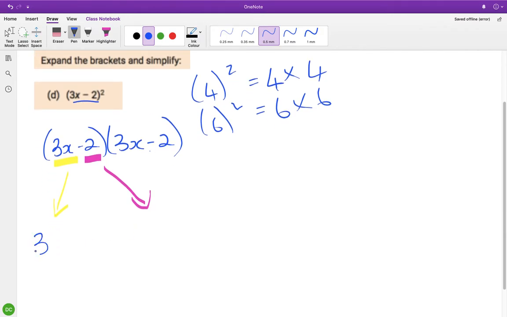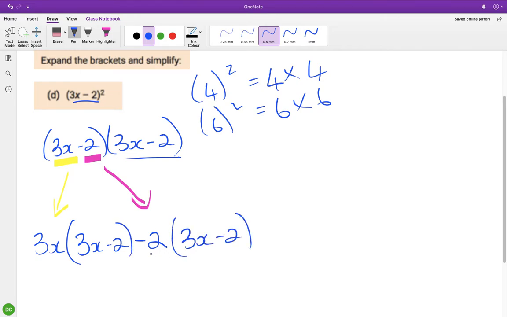So you put your 3x here and you put your minus 2 here, and then in between you put the second bracket. So we have 3x minus 2 goes after the 3x, and 3x minus 2 goes after the minus 2. And then we're back to the exact same stuff we were just doing for homework. So the big thing is, when you see a squared, you write the bracket out twice, because that's what square means. It means 2 of them.